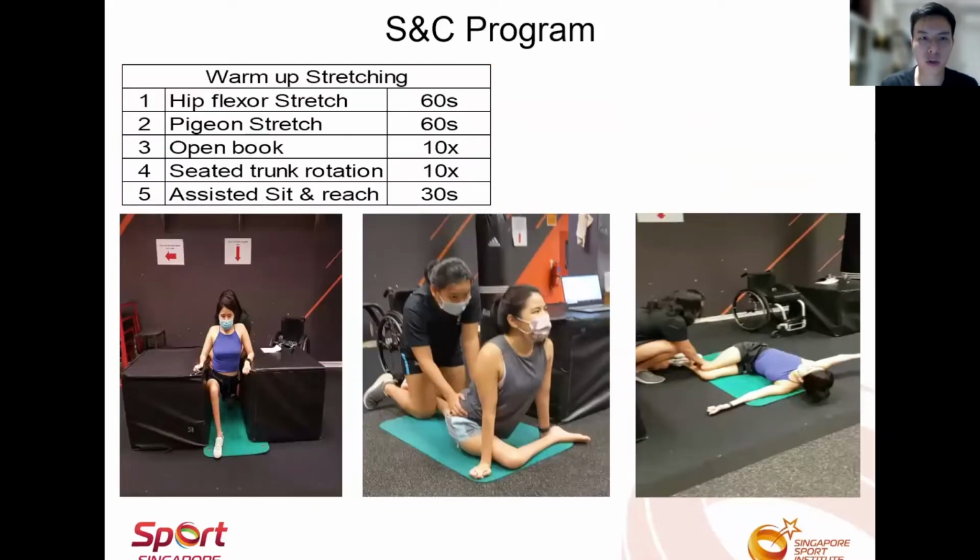At the start of the S&C program, typically you go through a warm-up stretch, the reason being she's wheelchair bound, so she typically has a lot of tight hip flexors and hip region, and in swimming itself, she needs to be elongated or be long. Going through all these stretches helps to improve her range and get her to be a bit longer. This example is her open book that she does.